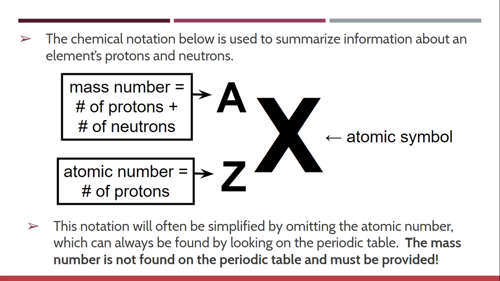Often this notation will be simplified by omitting the atomic number. And that's because you can always find it if you look at the periodic table. As long as you have the atomic symbol, you can find the atomic number. However, the mass number is not found on the periodic table and must always be provided.